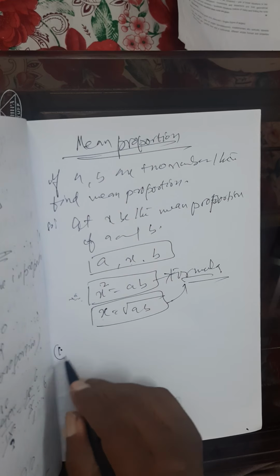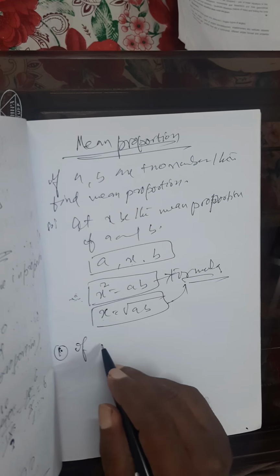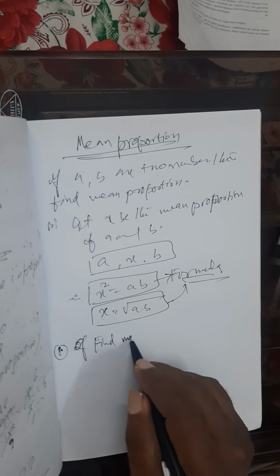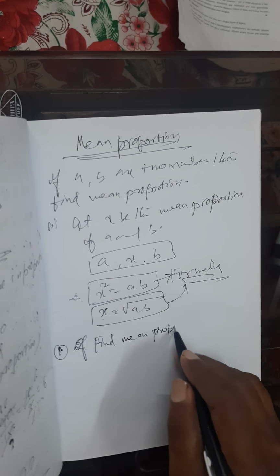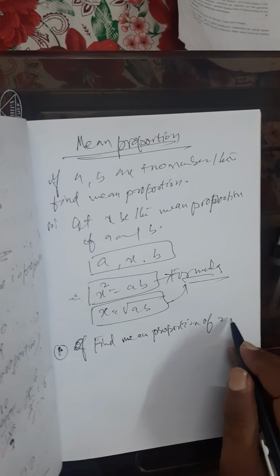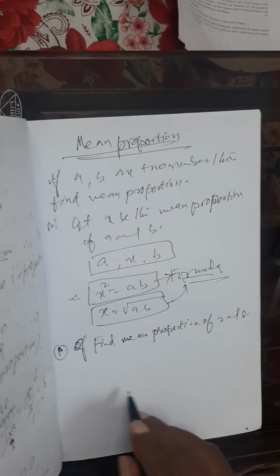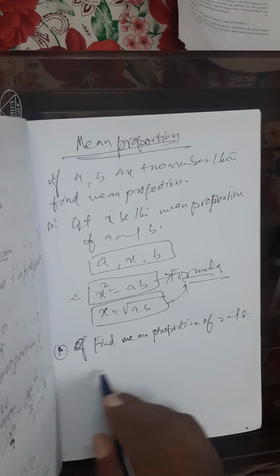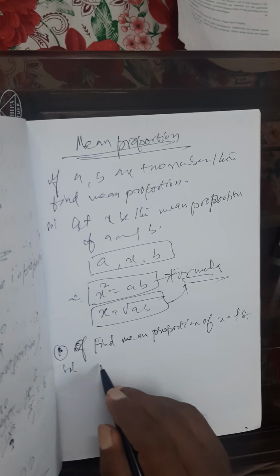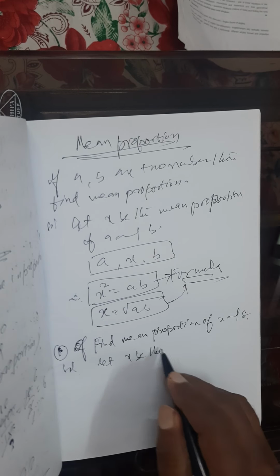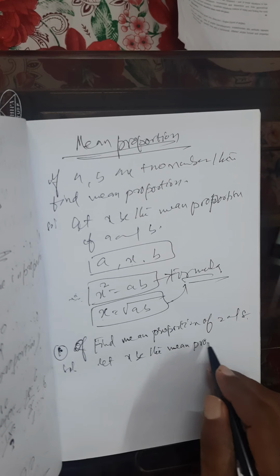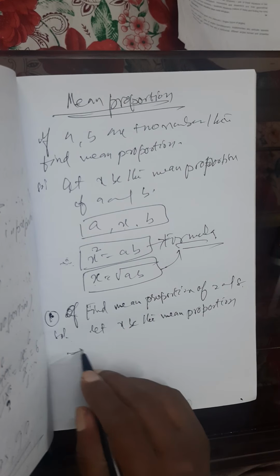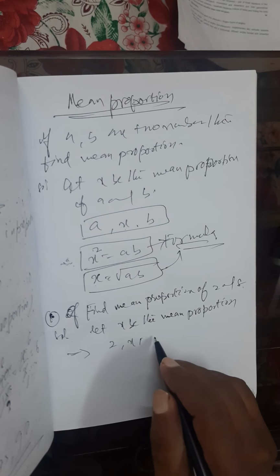Now we will see one example. Find the mean proportion of 2 and 8, in between 2 and 8. So we have to take x. Let x be the mean proportion. If x is the mean proportion, the numbers are 2, x, 8.